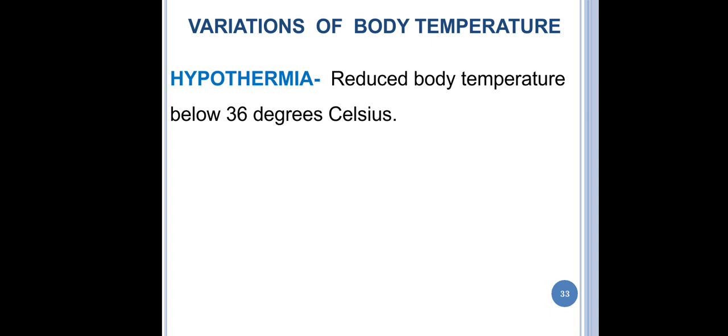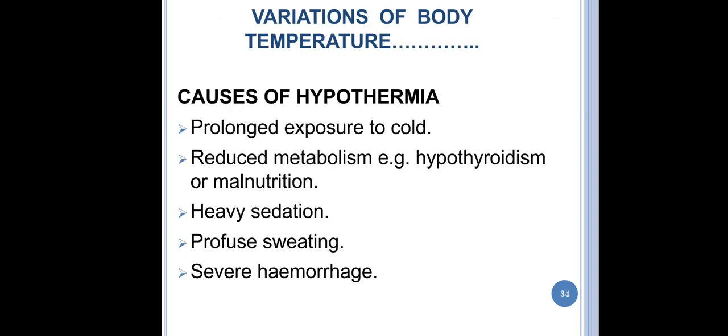Of course, you also find some terms that are related to body temperature, like hypothermia: reduced body temperature below 36 degrees Celsius. This is hypothermia, low temperature. Then you also look at the causes of hypothermia. They are simple: prolonged exposure to cold, reduced metabolism, heavy sedation, etc.